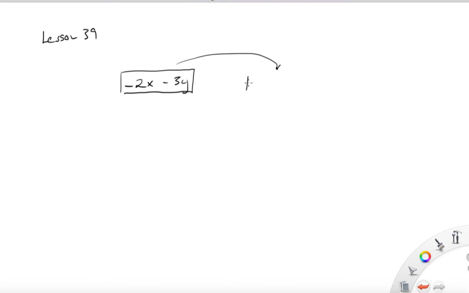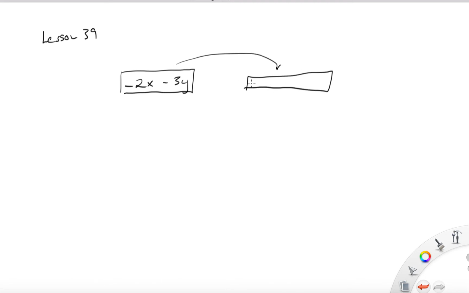Algebra 2, Lesson 39. Today, we're going to look at something called conjugate pairs. Right away in 39a, we're going to see an expression which is negative 2x minus 3y. This has a twin, or I shouldn't say a twin, but it has a conjugate pair.